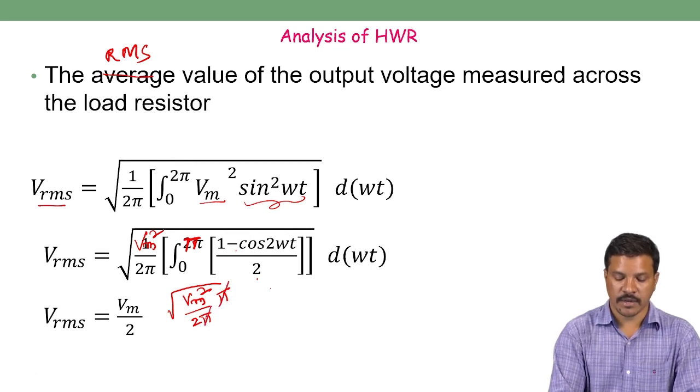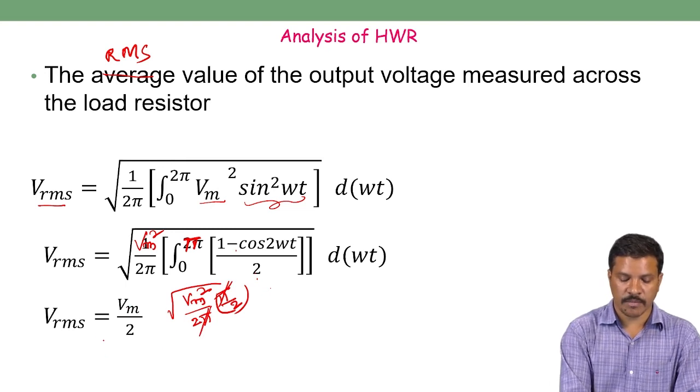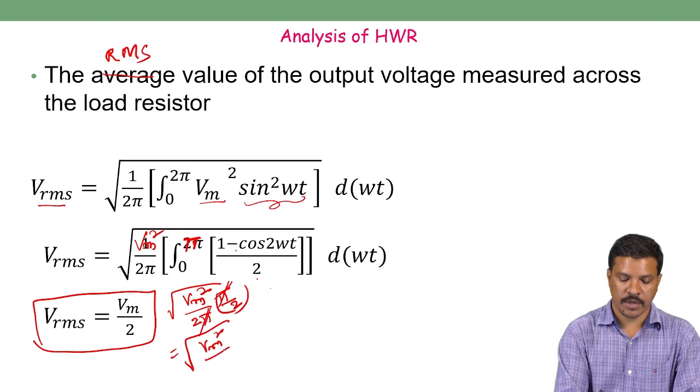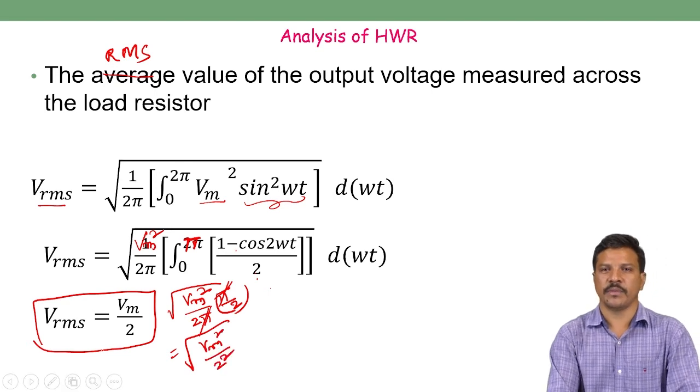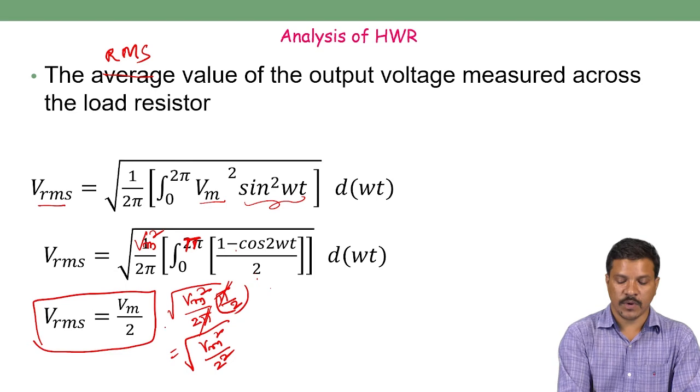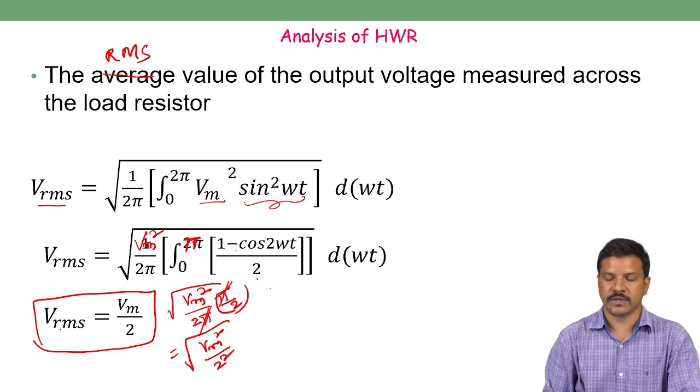Then pi cancels. Already the constant is there, pi by 2. Here we got pi by 2, so pi cancels. So Vm square by 2 square, which is nothing but Vm by 2. So Vrms is equal to the square root of Vm square by 2 square, which is nothing but Vm by 2. So VDC is equal to Vm by pi and Vrms is equal to Vm by 2.